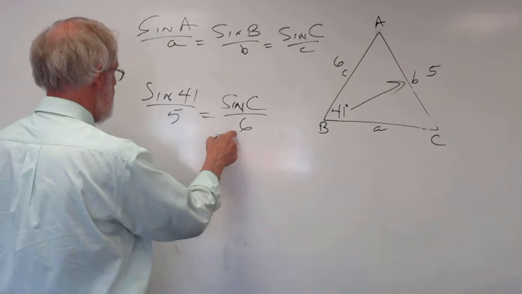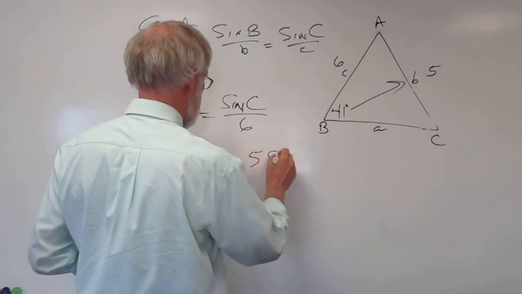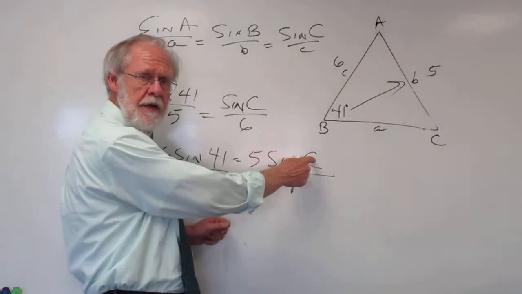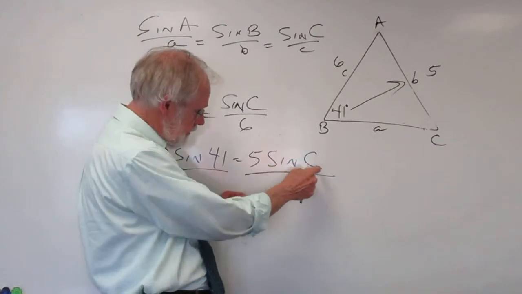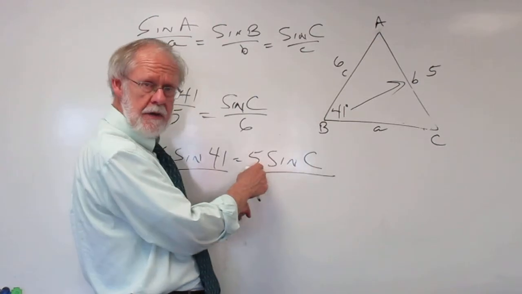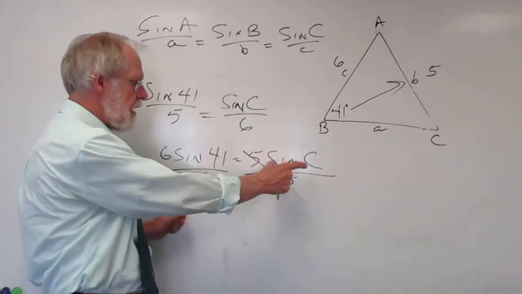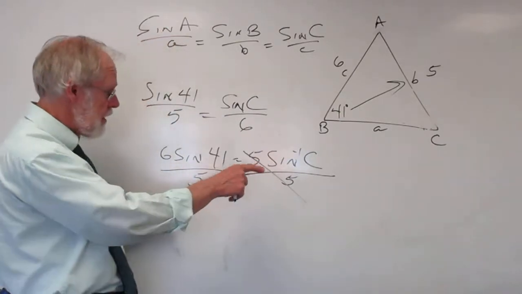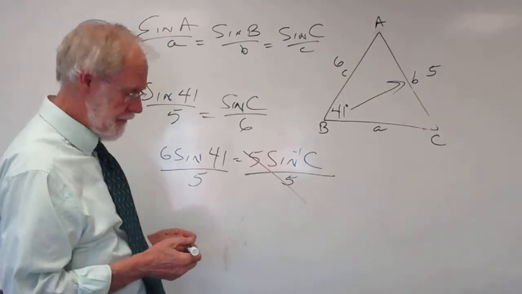Now, let's solve that. 6 sine 41, cross multiplying, is equal to 5 sine C, and I need to get C by itself, which I can't quite do at this moment because it's attached to the sine. These two are a unit, can't separate them, but I can get rid of the 5 for the moment. I divide that 5 out. Now I have the sine of C, and we're going to be looking for the inverse. So the sine of C is equal to 6 sine 41 divided by 5.